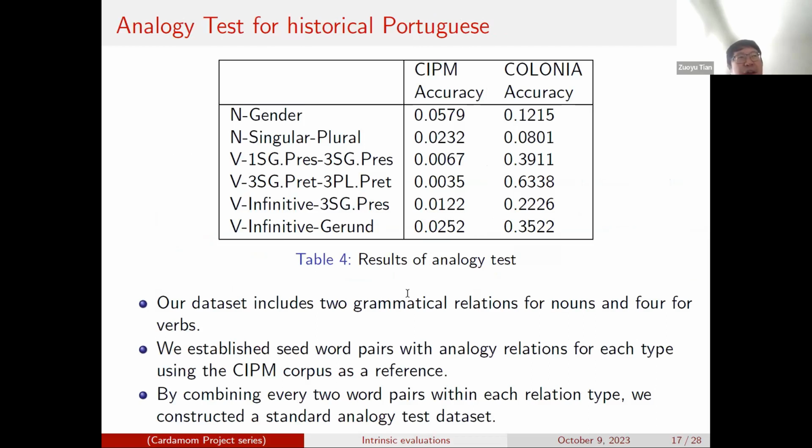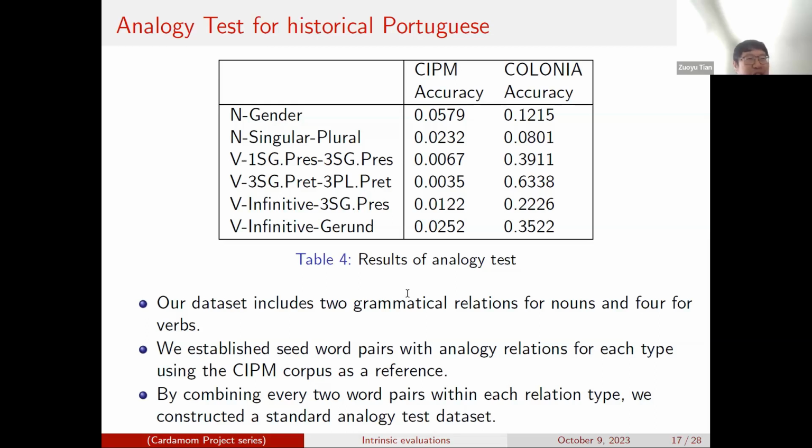Inspired by our previous work in historical Spanish, we first do the analogy test, which is the most widely used test. Our data set includes 2 grammatical relations for nouns and 4 for verbs. We asked 2 experts in historical Portuguese to come up with word pairs with analogy relations, and then we combine every 2 word pairs within each relation type to construct this data set.